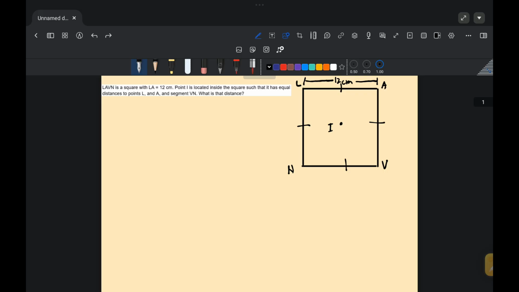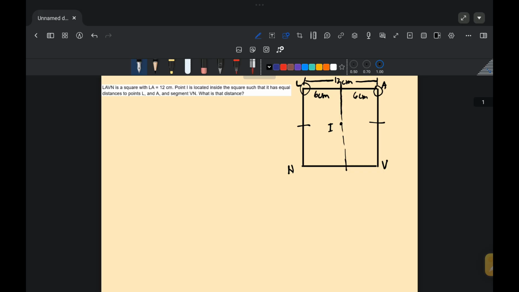So let us consider or understand the locus conditions of this problem. For condition 1, equal distance from points L and A. Points equidistant from L and A lie on the perpendicular bisector of segment LA. A perpendicular bisector is a line that cuts another line into half, forming an exactly 90-degree angle. So this should be 6 cm and this should be 6 cm. It means that point I should lie somewhere on this vertical line.